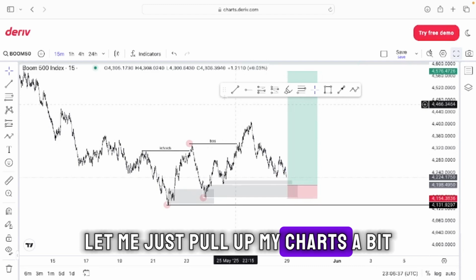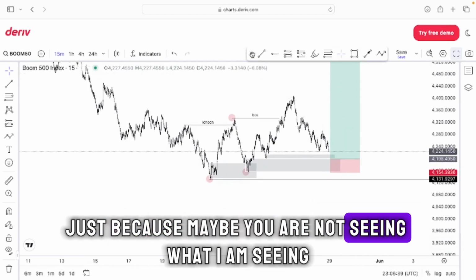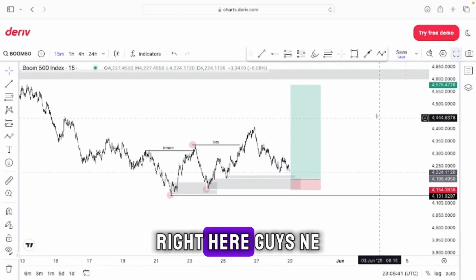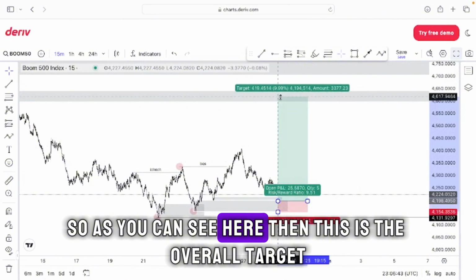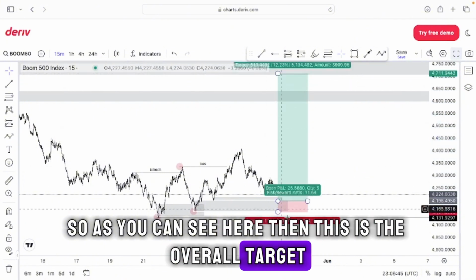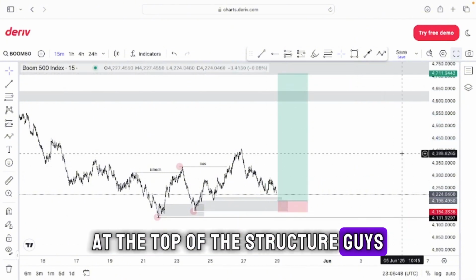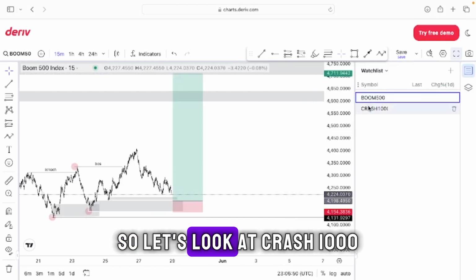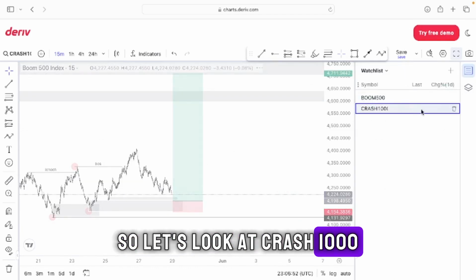Let me just pull up my charts a bit, just because maybe you are not seeing what I am seeing right here, guys. So as you can see here, this is the overall target at the top of the structure, guys. So let's look at Crash 1000.